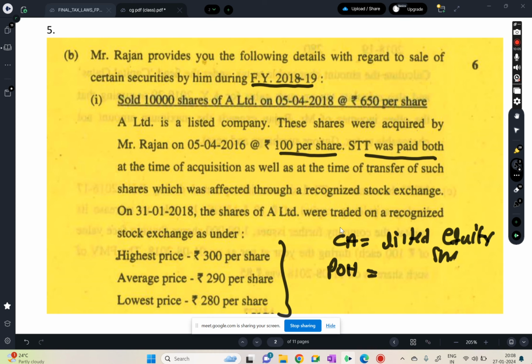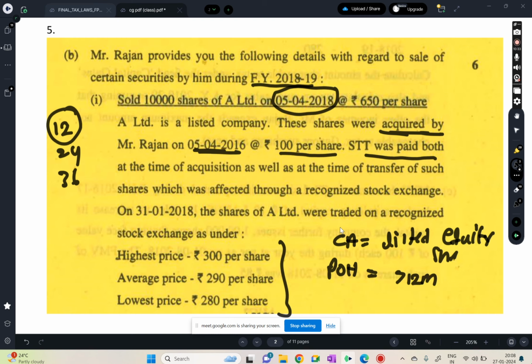The shares were acquired by Ranjan on 5/4/2016, and then we are selling on 5/4/2018. Now tell me, for listed equity shares, 12, 24, 36, which one? Listed equity shares, 12 months only. So obviously the period of holding is more than 12 months. So we will classify this as a long term capital asset.